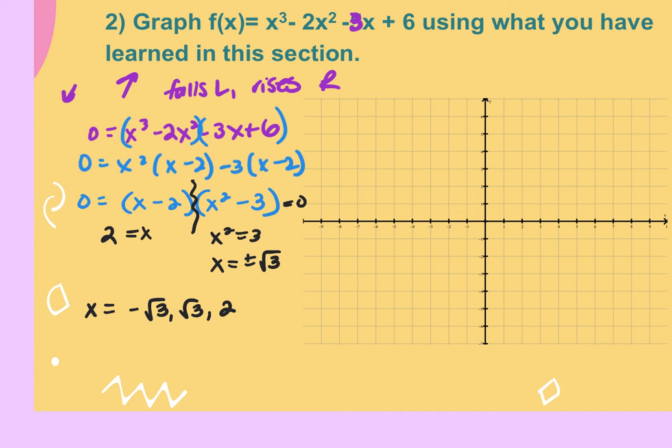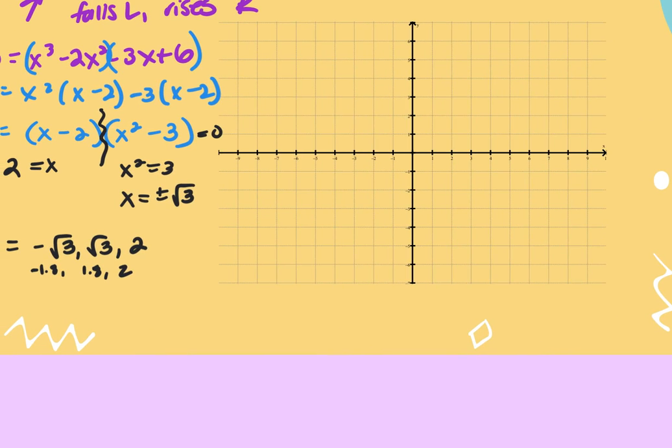So root 3 is really close to root 4, right? So like make it a 1.8. It doesn't have to be perfect, because I'm not going to be able to distinguish the difference between a 1.7 and a 1.8 on a graph. So this is like a negative 1.8, a positive 1.8, and then positive 2. And then plot those on your x-axis. My arrows go down on the left and up on the right. Falls left, rises right. So I already know that.